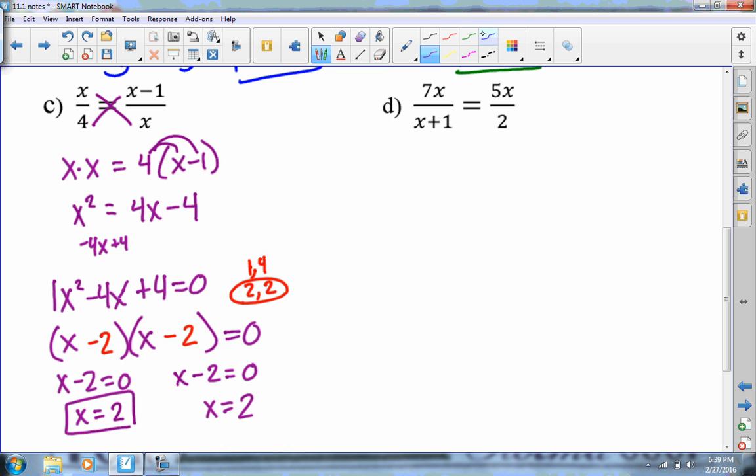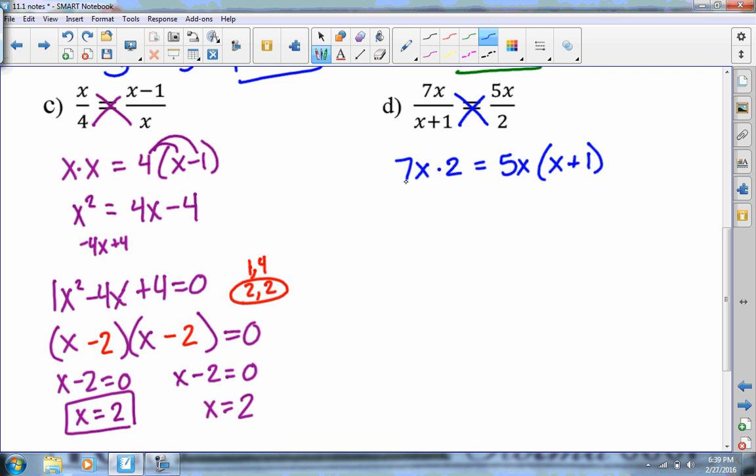Okay, so let's take a look at the last one. Well, again, I've got a fraction set equal to a fraction, so I'm going to cross multiply. I'm going to write down what I'm multiplying here. I've got a 7x times 2. And then when I cross multiply here, I'm going to write this monomial, the term that's just one term by itself, the 5x. And then I'll write my binomial, the two terms, in parentheses, x plus 1.